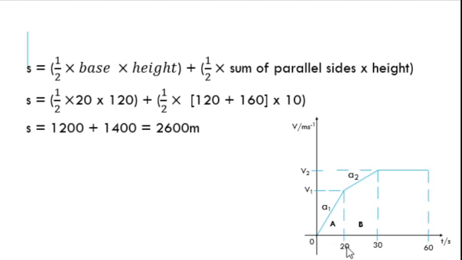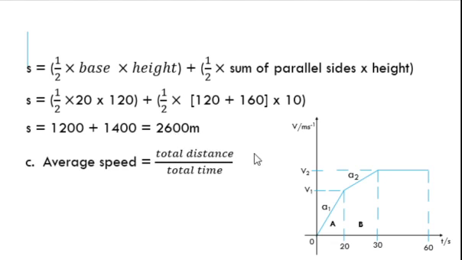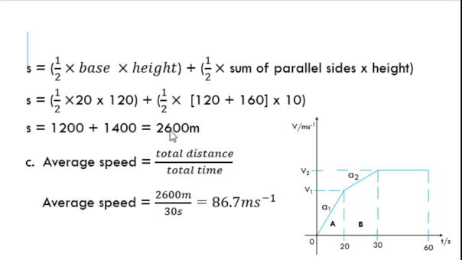If I operate that, I'm going to have this to be 120 and this bracket to be 140. Added together, I have my total distance traveled in the first 30 seconds to be 2,600 meters. Now calculating the average speed. Average speed is total distance traveled over total time. Total distance traveled is 2,600 over total time for that same journey, which is 30, and that will give me 86.7 meters per second.